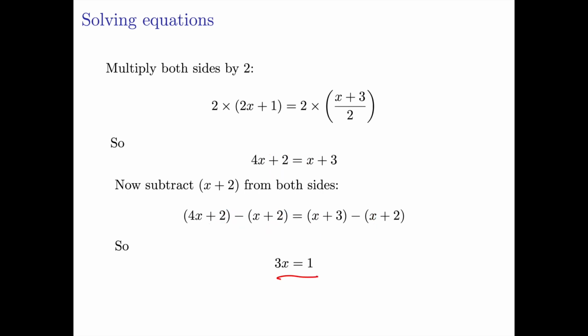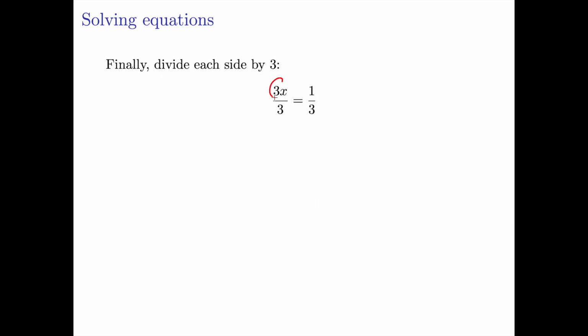We're almost there in terms of solving for x. We're just going to divide both sides by 3. So we've got 3x on the left side, 1 on the right side. Divide both of them by 3. The 3 in the numerator and 3 in the denominator cancel. So we're left with just x. And the right side is just 1/3. That's the solution we found when we solved graphically.